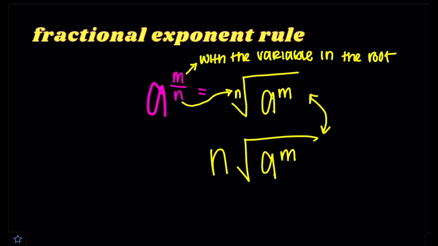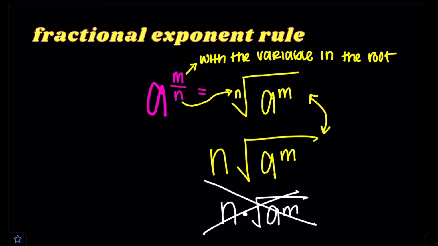Let's talk about the differences. The bottom expression is stating n times the square root of a to the m. However, this is not correct. The top expression, however, where we have n in the tiny crevice of the square root, is in fact the same as a to the m over n. So be sure to know the difference and how to write it correctly.